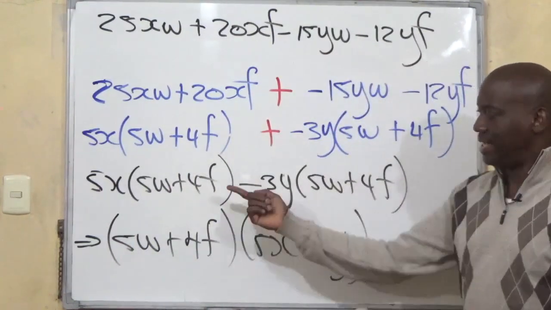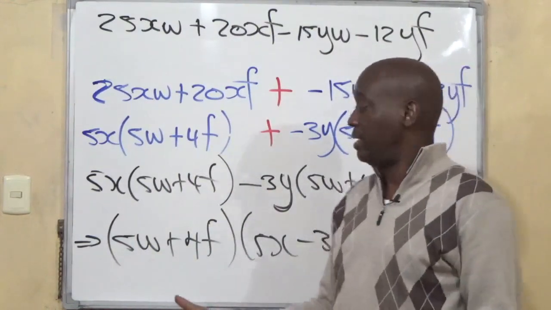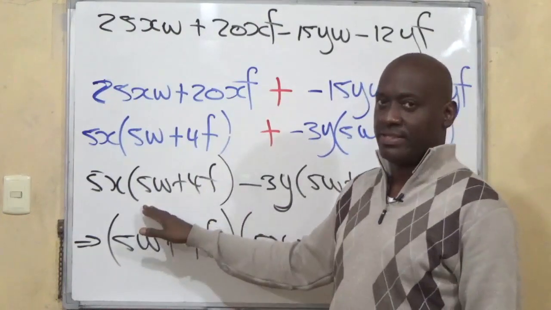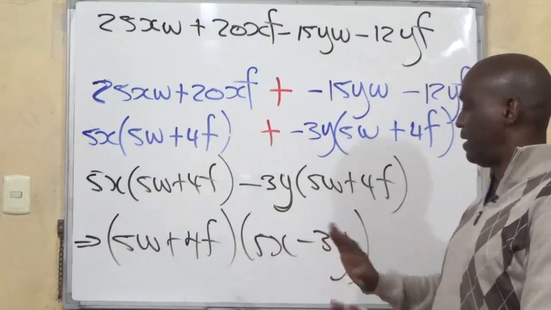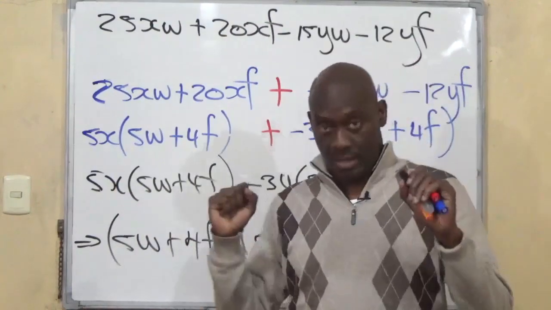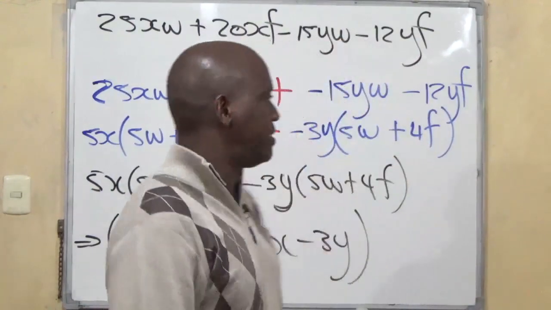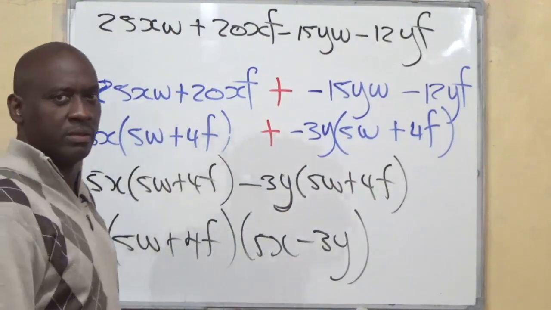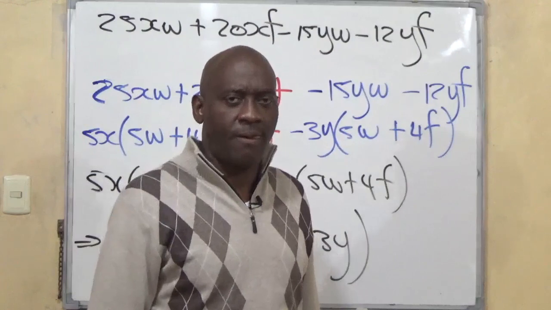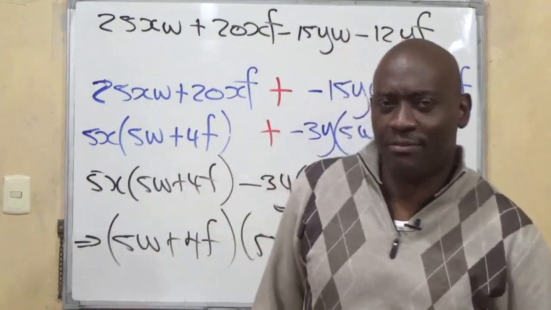And once you get here, the problem is practically over, because you have 5w plus 4f as the common factor into 5x minus 3y. End of discussion. Right? Nice. So yeah, it's serious. It's a proper workout. But that's how the maths is. And that is what most people try to avoid.